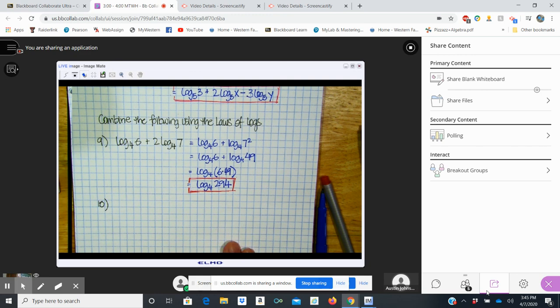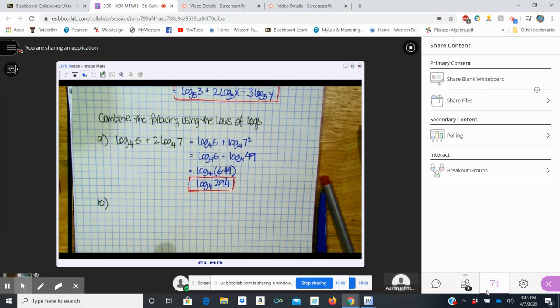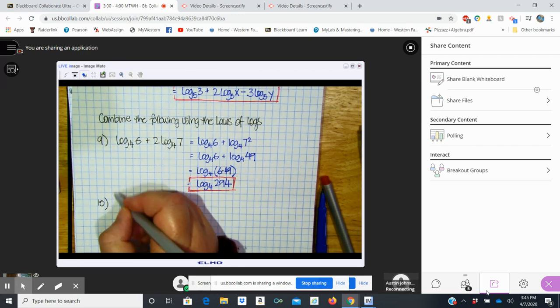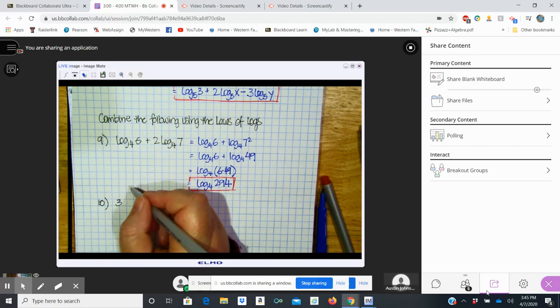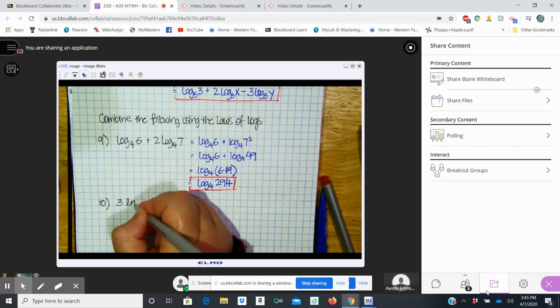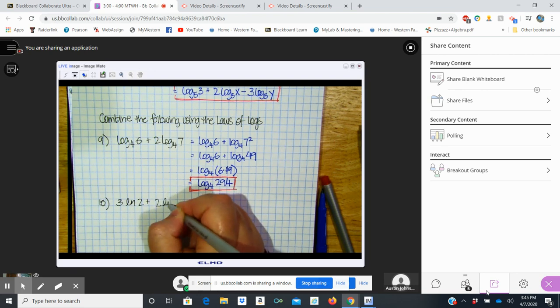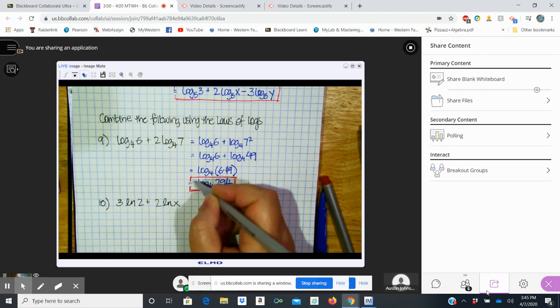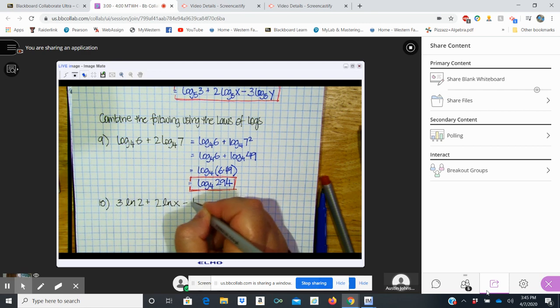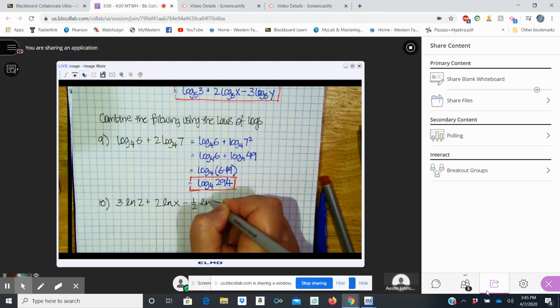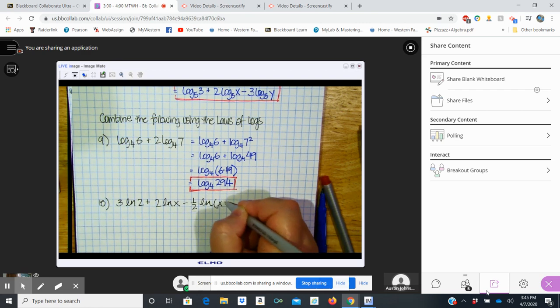All right, let's try one with exponents and see what happens with variables. Okay, yeah, let's try this one. Here we've got a 3 ln 2 plus 2 ln x minus 1/2 ln of x plus 4.